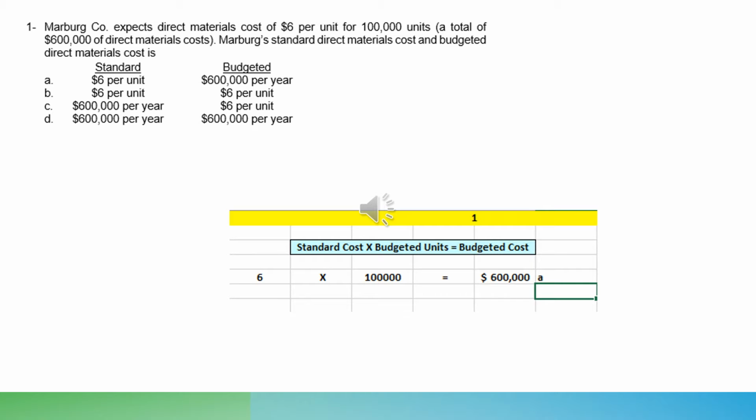Alright, this first question talks about direct materials cost of $6 per unit for 100,000 units for a total of $600,000 of direct material cost, and they're asked to identify what the standard cost and budget cost is. If you recall from the slides, we talked about standard cost being a unit cost versus budgeted cost being the total cost for standard units expected for that year. So if we look at $6 per unit, times the 100,000 units, you will have $600,000 as your budgeted cost. Therefore, your standard cost is $6 per unit, being option A.